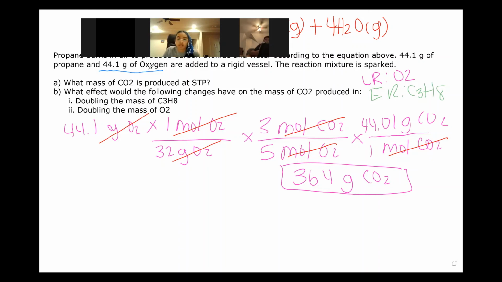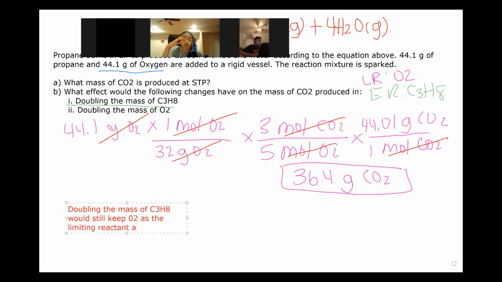Okay, so it says, what would the effect of doubling the mass of C3H8 be? If you double the excess reactant, isn't that just going to produce way more excess? So it would do literally nothing to the mass of CO2. A way that you could phrase this would be: doubling the mass of C3H8 would still keep O2 as the limiting reactant and would produce no change in the amount of CO2 produced. Does that make sense? That makes sense.